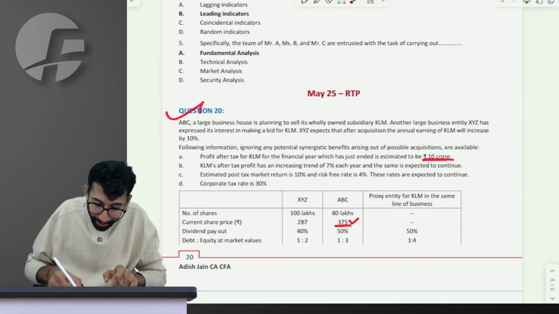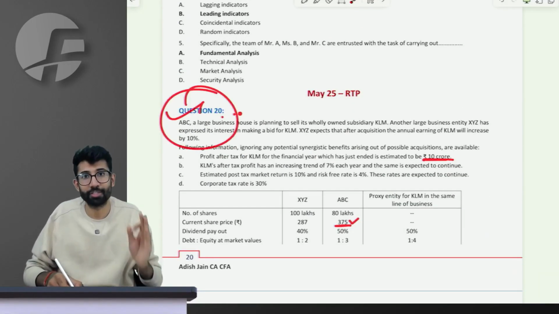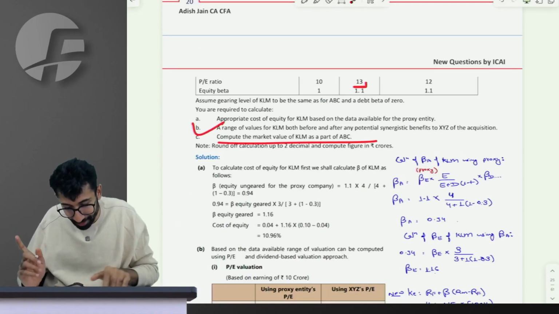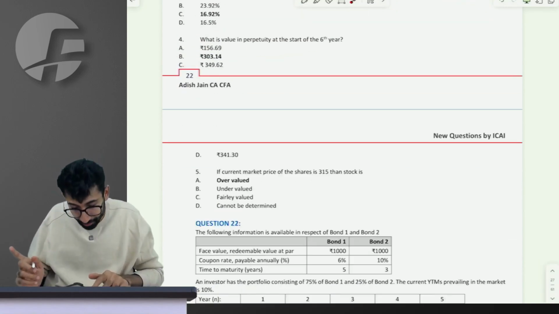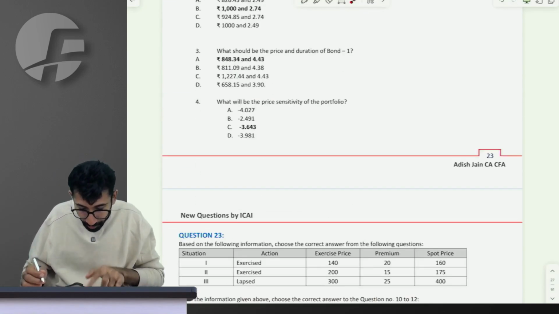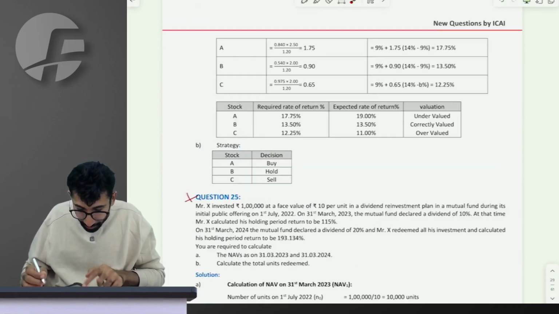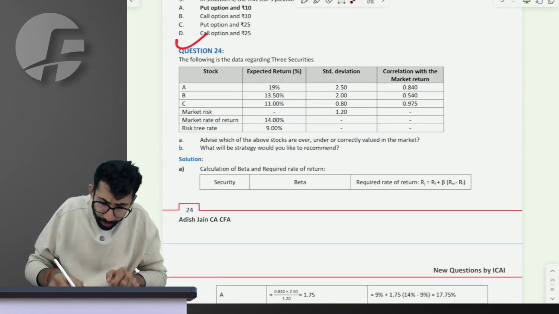Still, you will have to remember the solution of question 20. May 25 RTP, we are done. November 24 exam paper, we are there. A lot of new questions the institute asked. Sir, let's start with question 24.